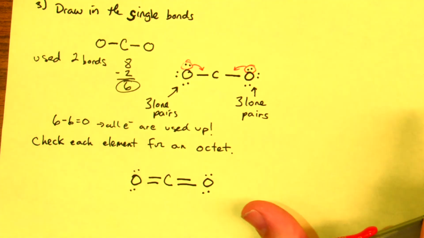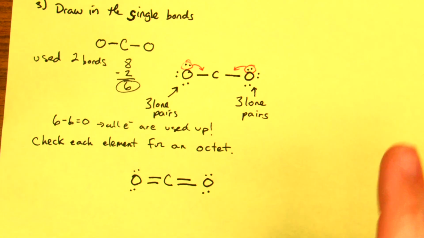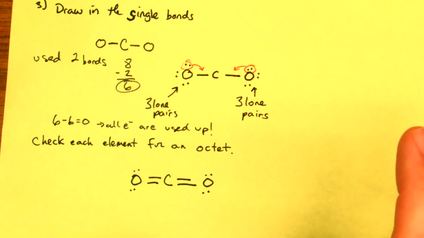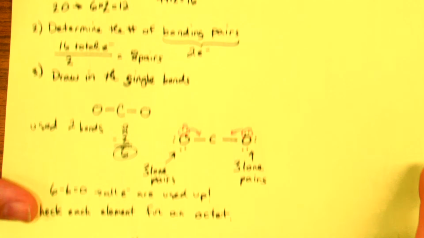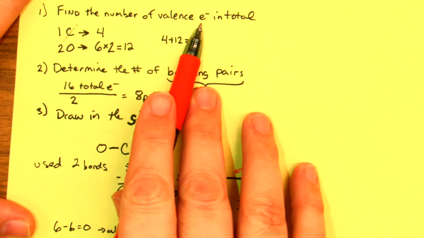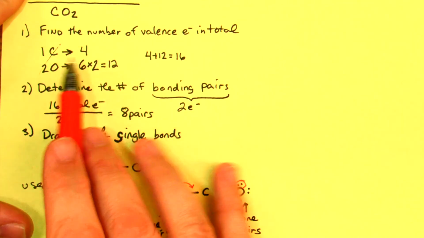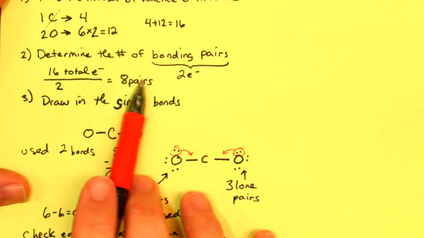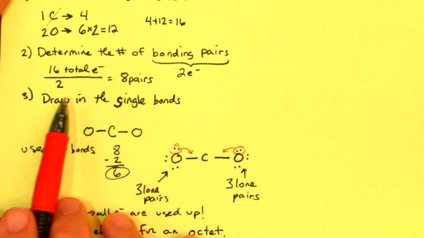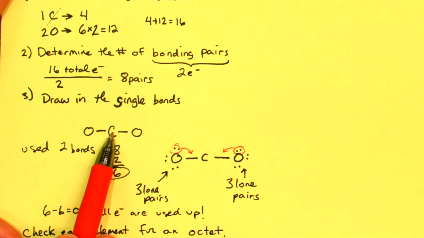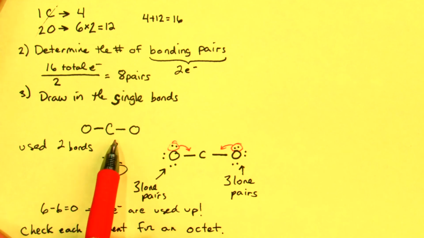This is how you want to approach every single Lewis structure. If you do it this way, you'll get it 100% correct 100% of the time. You find the number of valence electrons in total, so you have to count them up, so that's where your periodic table is going to come into play. Divide it by 2 to figure out the number of pairs that we're going to be able to have. Draw in your single bonds to start with. Remember, carbon always goes in the middle. Hydrogen is always going to go at the end.